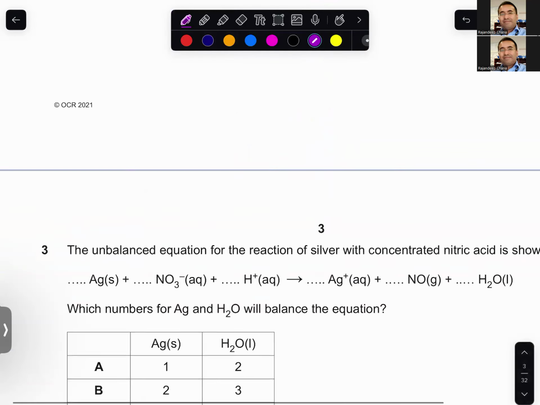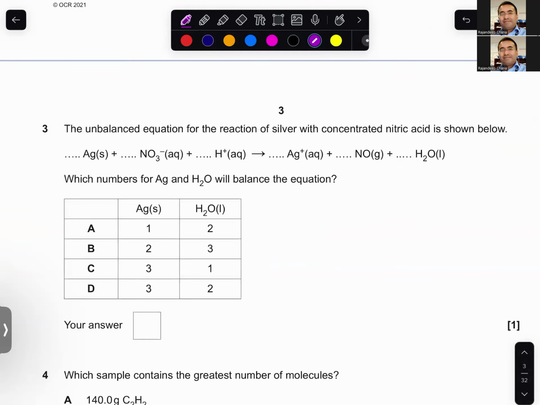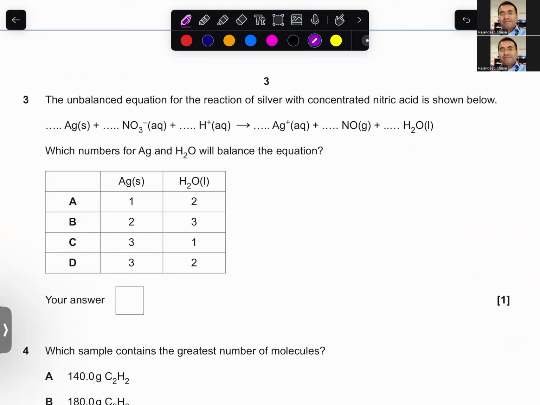Moving on. An unbalanced equation for the reaction of silver with concentrated nitric acid. Now you see a question like this, you can't really use normal balancing rules that we've learned in GCSE and even year 1 A level. You need to balance the electrons first, only then after do you balance it normally.